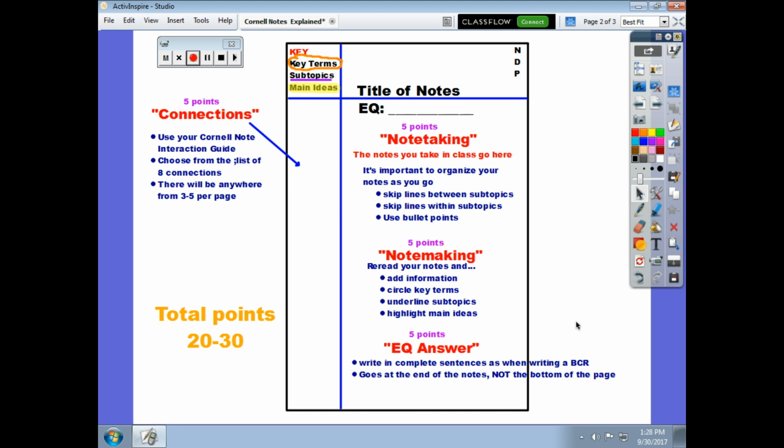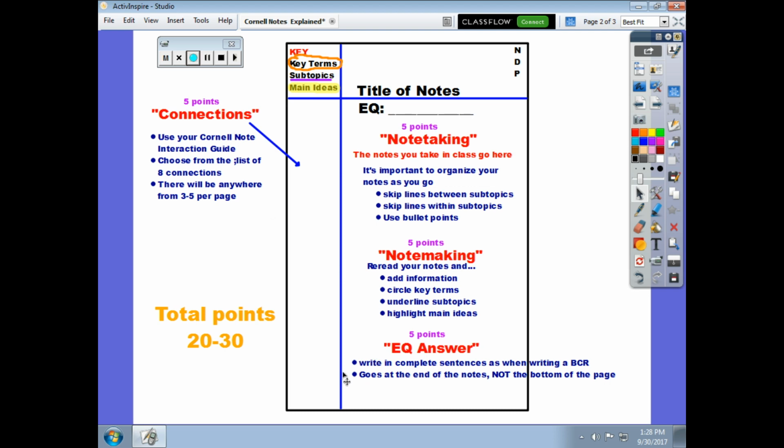Don't worry about where that margin is. Just make sure there is a large margin to do your connections in. And it needs to be on every page, front and back, every page. So it's important that you are following those directions because, again, you can notice here, there's quite a bit of points. There's up to 20 points possible just for these steps here.